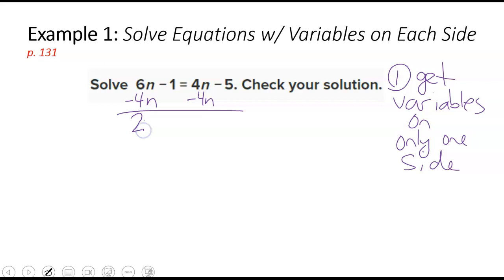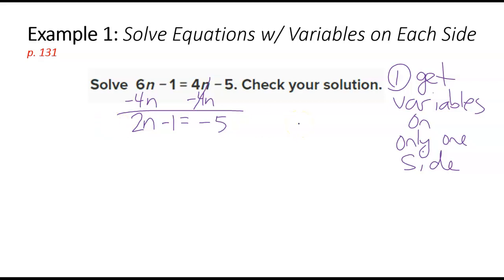When we do this subtraction, we bring everything straight down. 6n minus 4n is 2n. Bring down this minus 1. Bring down the equal sign. Those cancel out: 4n minus 4n is 0. And on the right, we have a negative 5. So the first step is to get the variables on only one side. These are equations that you have probably solved a whole bunch last year in 7th grade math. These are now two-step equations.